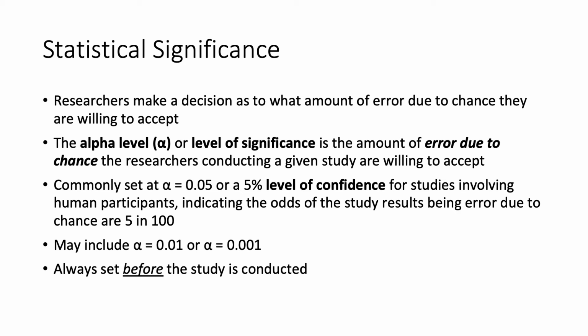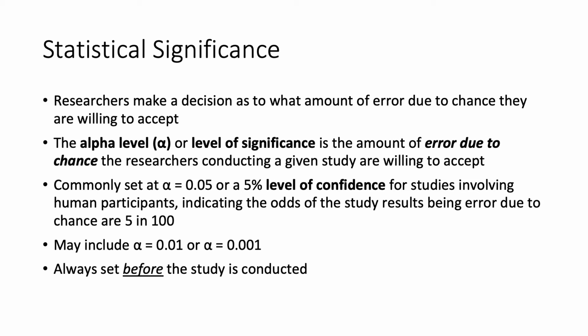This level of tolerable error due to chance is known as the alpha level, and this alpha level is also referred to as the level of significance. The alpha level most commonly selected in studies is alpha equals 0.05, or a 5% level of confidence, which indicates that the odds of the study results being an error due to chance are 5 in 100.